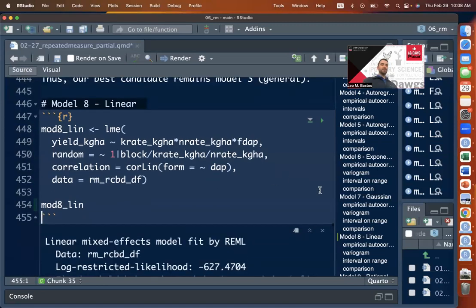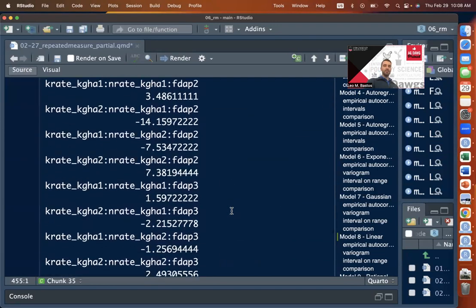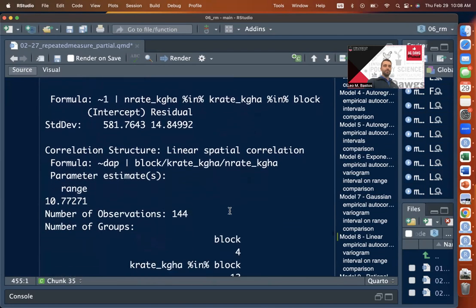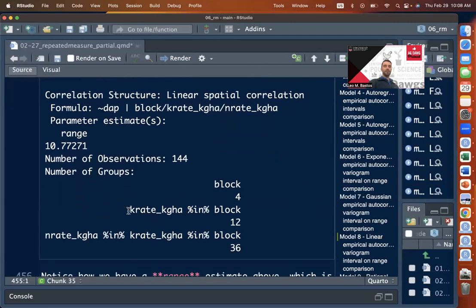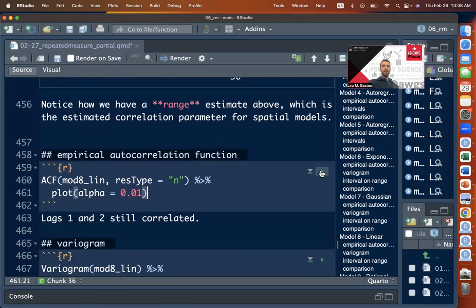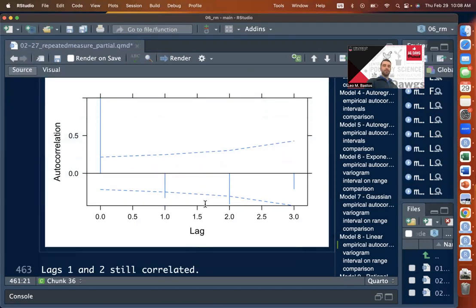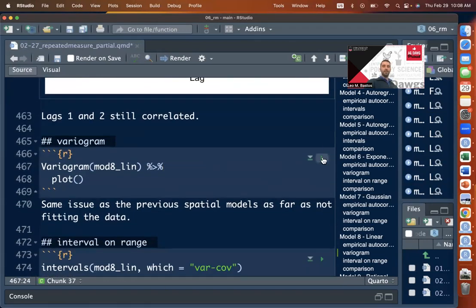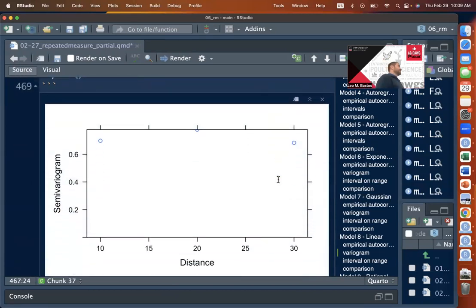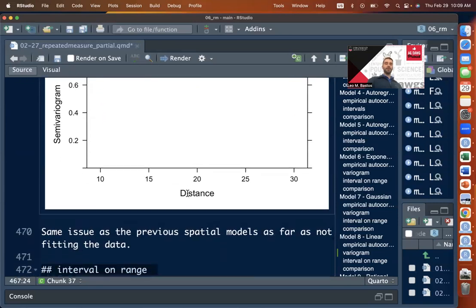We run that, we can inspect it again, go all the way to the end of this summary. We're going to find also a range. Now it's telling us the range is almost 11 days. So we're getting different estimates of the range for these different spatial models. If we look at the ACF, it still looks very similar to the previous ones, so it's not really improving when we look at this plot. And then let's look at the variogram. Same thing. It's not showing us that line because it's hard to fit these 3 points within those shapes that the functions are applying.